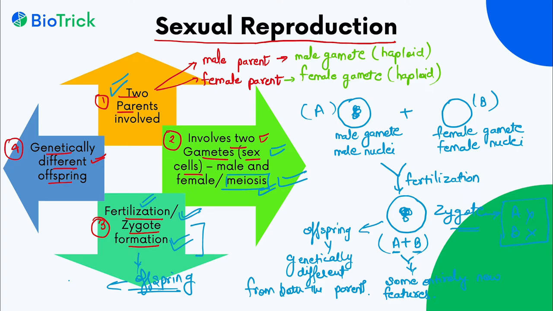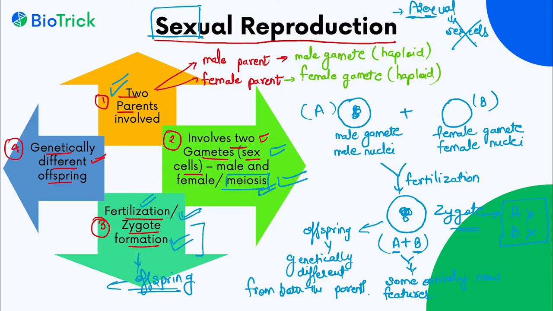Now, as we have seen here, sexual reproduction involves the formation of sex cells or gametes, that's why it is called sexual reproduction. Asexual reproduction does not involve formation of sex cells, so it is called asexual reproduction.